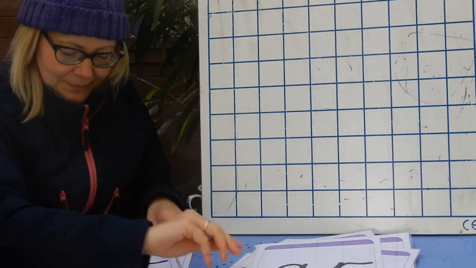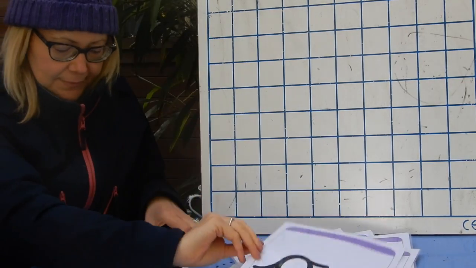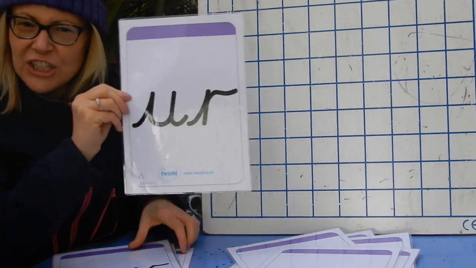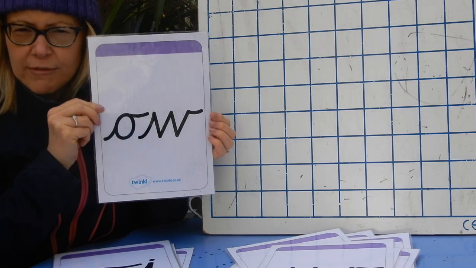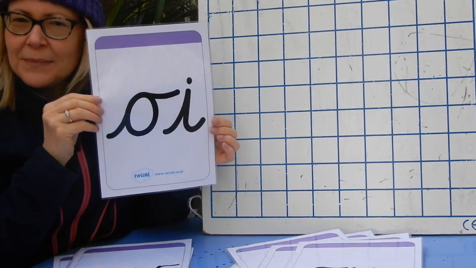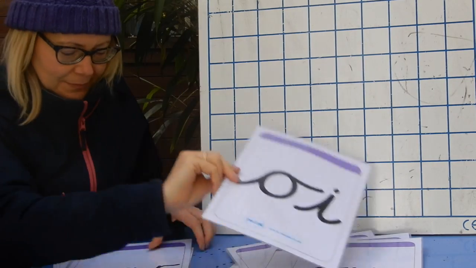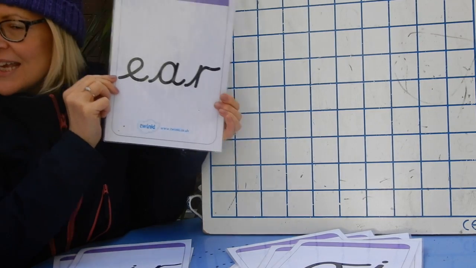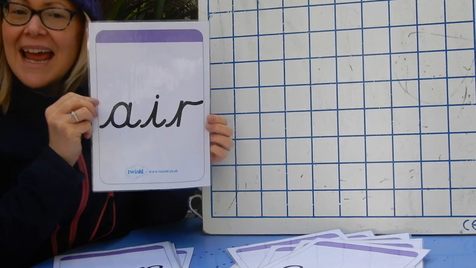R, the one that looks like a church. Ow, frown at me, ow. Oi, oi, ship ahoy. Pull it out of our ear. Air.